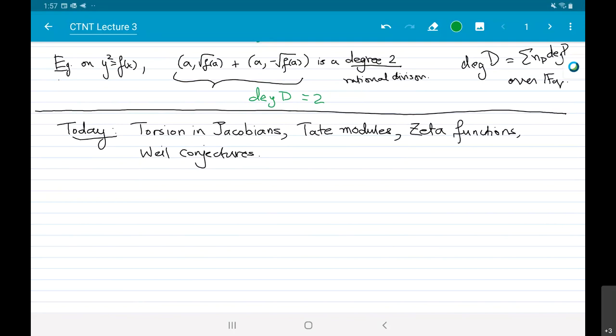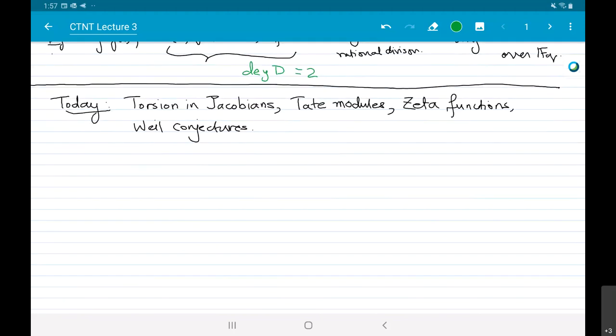Great. Okay, so today I'm going to talk about Jacobians, Tate modules, zeta functions, and weight conjectures. Let's see how far we get.